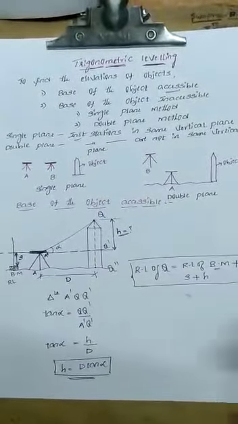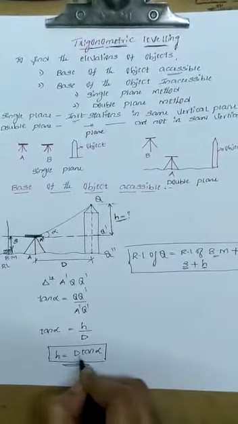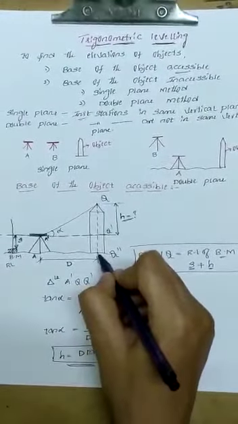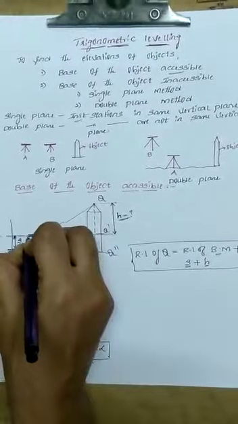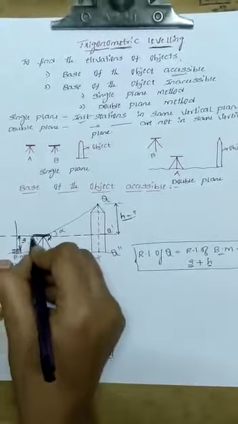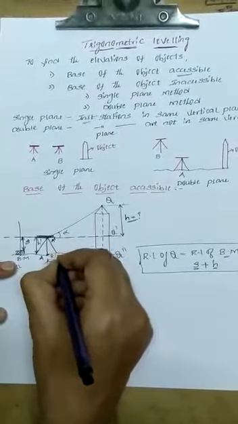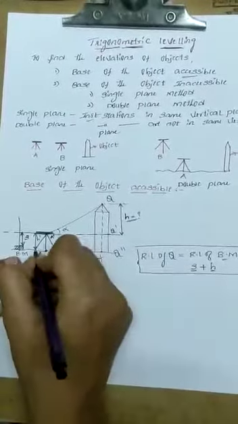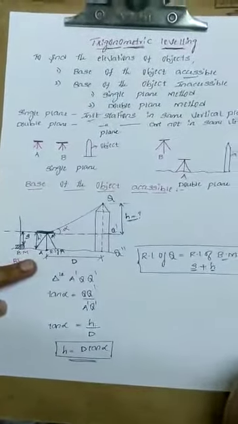The RL of benchmark you will be knowing, the staff reading you will be knowing, and h can be calculated by the equation h equals d tan alpha. d is the measurable distance from the instrument station to the elevated object. Another formula, if they have given the height of the instrument, denoted by h dash here, and the RL of this station point A, how to calculate the RL of the elevated object Q?